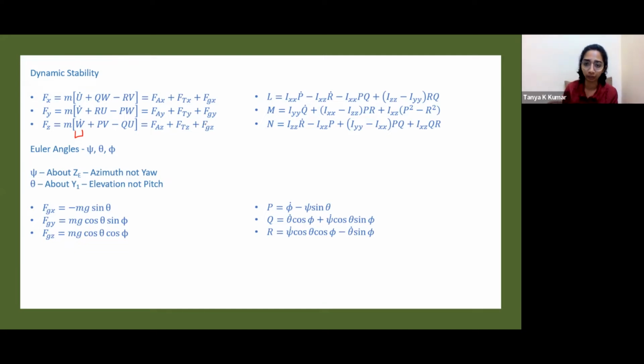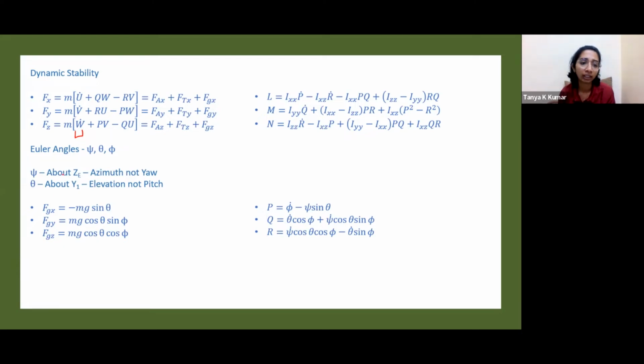Now, how do you measure the orientation of your aircraft? You cannot measure that with respect to the body frame, because you need to see how your body frame is oriented with respect to the inertial axis. So we use one of the notations called Euler angles: psi, theta, and phi. Psi is not to be confused with yaw. It is the rotation about ZE, the inertial axis in this case. After rotating by angle psi about ZE, we get a new system of axes X1, Y1, Z1. When we rotate about this new Y1, we get the Euler angle theta, again not to be confused with pitch. After this, the final rotation phi about the x-axis gives your final axis system, which is nothing but your body frame.